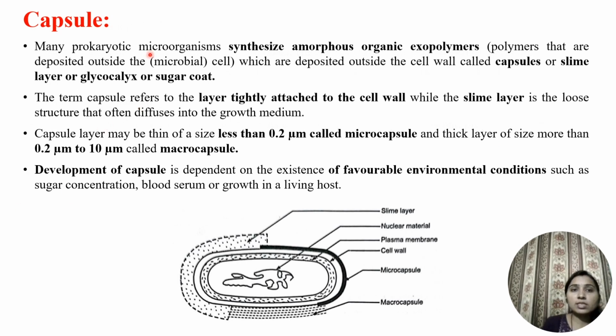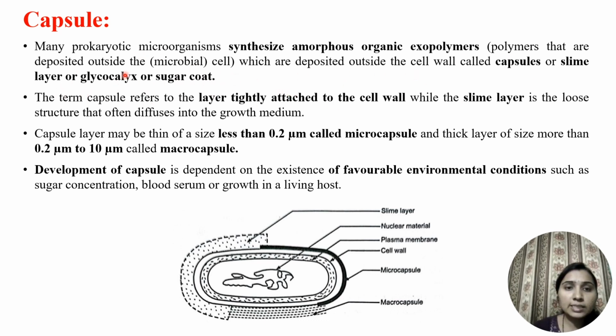So next part we will see the capsule. Third part. First we have seen the flagella, second we have seen the pili, and now we will see the capsule. So this capsule is common in many prokaryotic microorganisms. So they synthesize amorphous organic exopolymers. So what are exopolymers? The polymers that are deposited outside the microbial cell are called exopolymers. So this exopolymer is called the capsule or slime layer or glycocalyx or sugar coat. So these are the four names of the capsule.